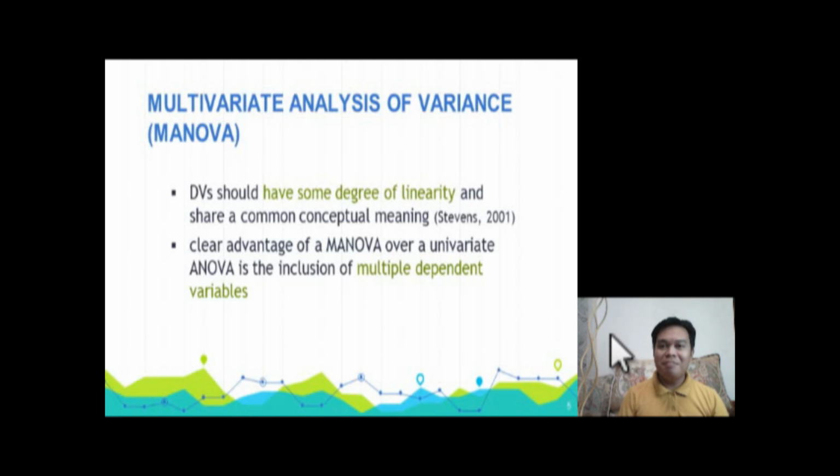Also, in MANOVA, the dependent variables should have some degree of linearity and share common conceptual meanings, according to Stevens of 2001. So MANOVA assumes linear relationships among the dependent variables within a particular cell. So we should also study the scatter plots of each pair of dependent variables using a different color for each level of a factor. Linearity can actually be positive or negative.